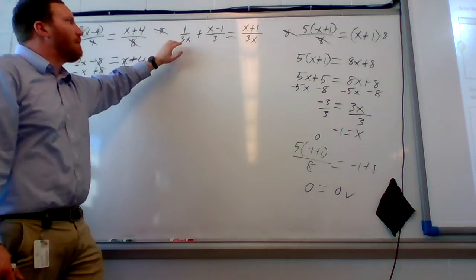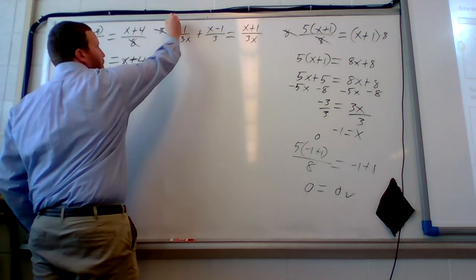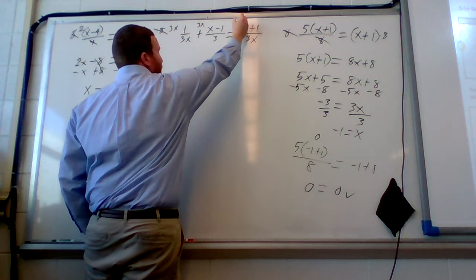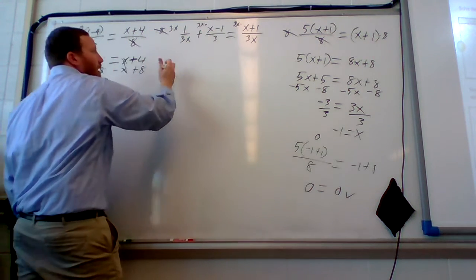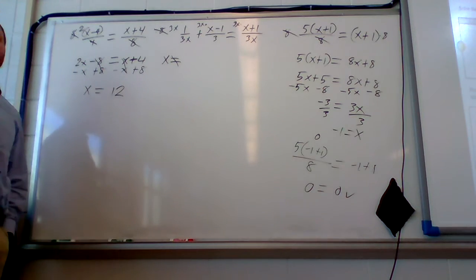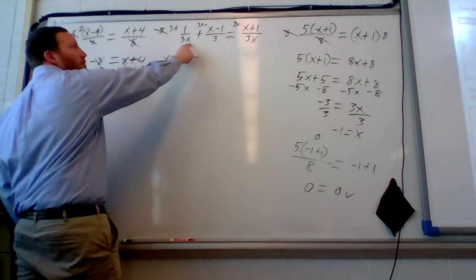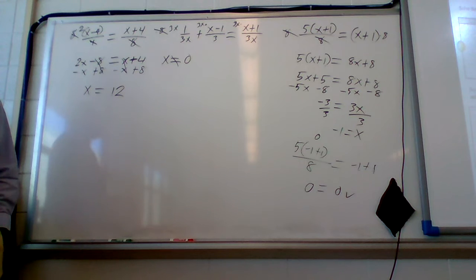I can multiply all of these by 3x. Now, before we cancel things out, what are my excluded values? What can x not equal? So this is the first one where this is the case. 0, right? Can't have x equals 0. So if we plug it in for here, right, 0 times 3 gets you 0, and you cannot divide by 0.